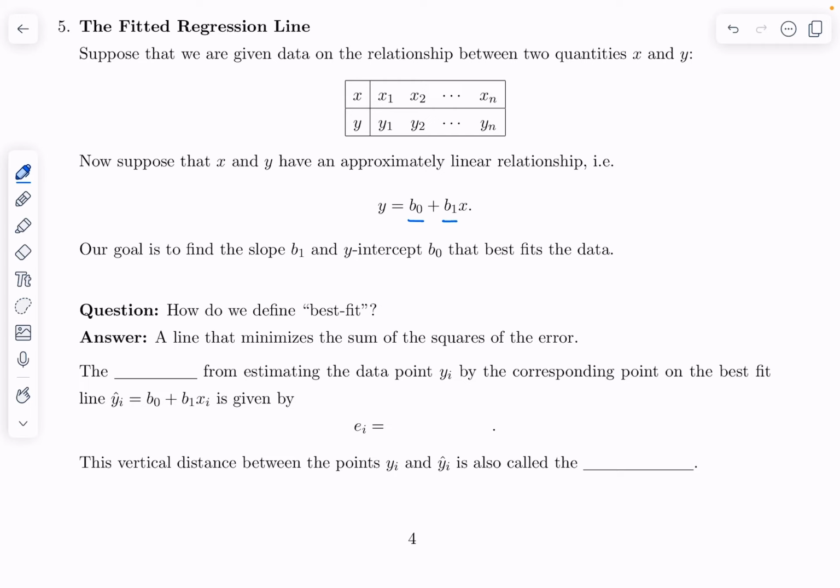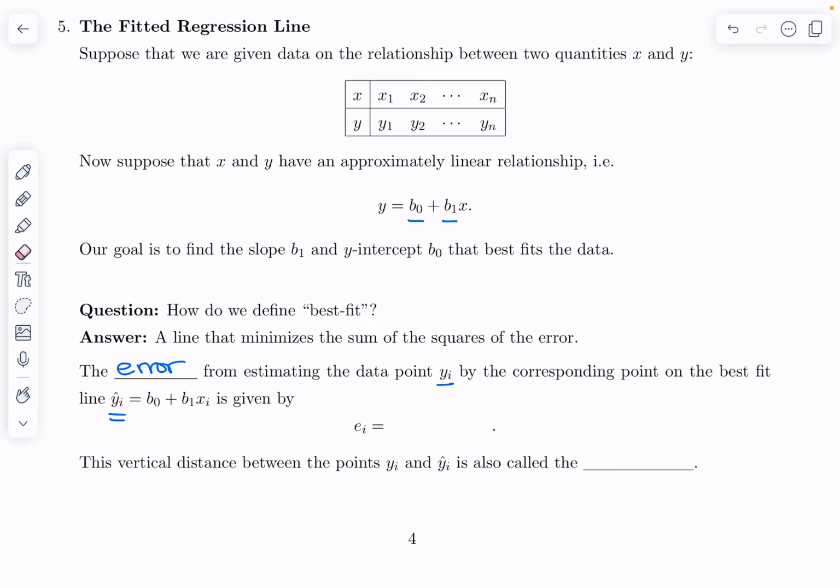Now, in order to achieve that goal, we first have to ask the question, how do we define what is the best fit? And the answer is we're going to be looking for a line that minimizes the sum of the squares of the error. Okay, so what do I mean by error? Well, the error from estimating a data point y sub I by the corresponding point on the best fit line. Now the corresponding point on the best fit line I'm going to call y sub I hat, because y sub I hat is going to estimate y sub I.